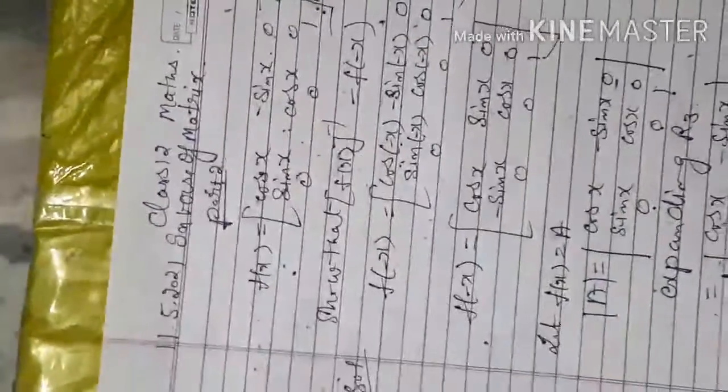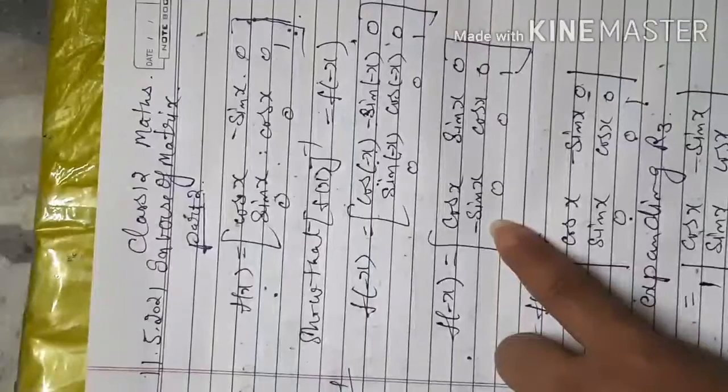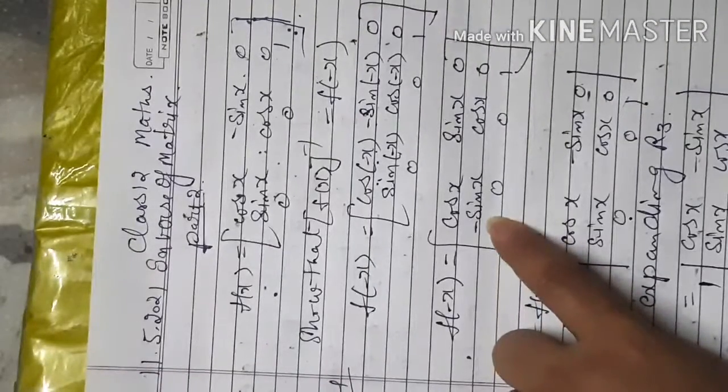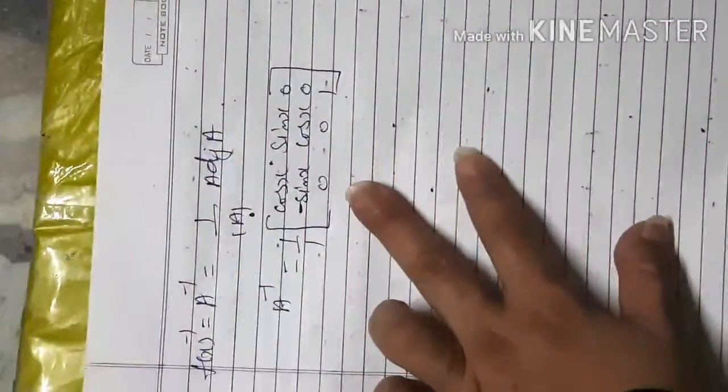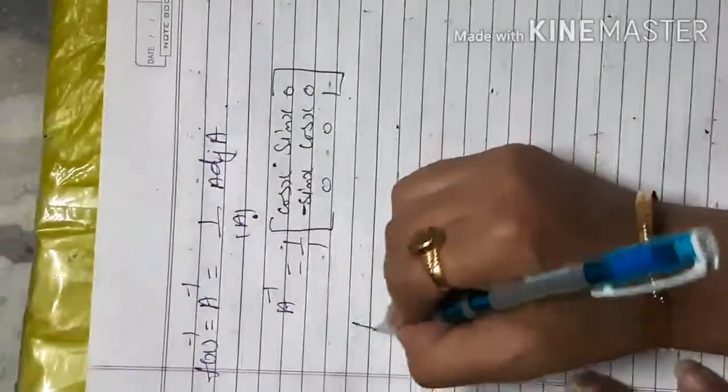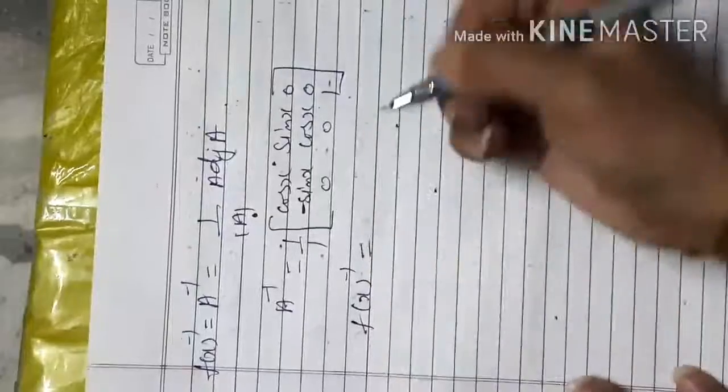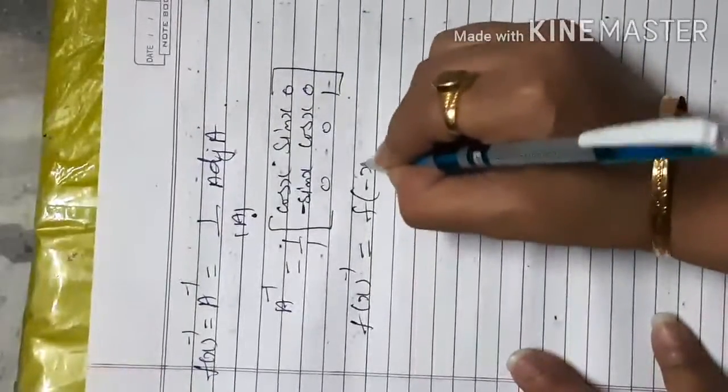But if we go with f(-x) here, we get the same value: cos x, sin x, 0, minus sin x, cos x, 0, and 0, 0, 1. So we get it here. So that means whatever we wanted to prove, f(x) inverse is equal to f(-x). Thank you.